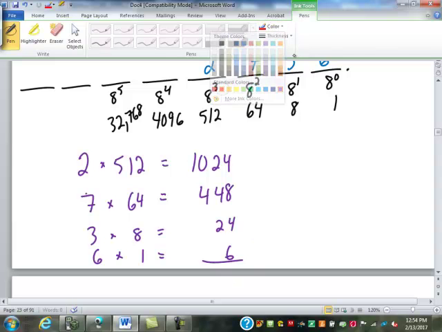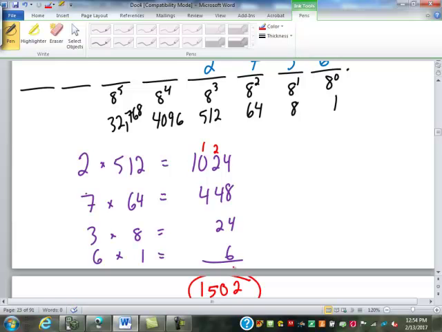So the value of that, if I want to convert it into base 10, add them up. So that is 1,502 in base 10. So the notation we would use, put a little 8 there so that's base 8, is equal to 1,502 in base 10.